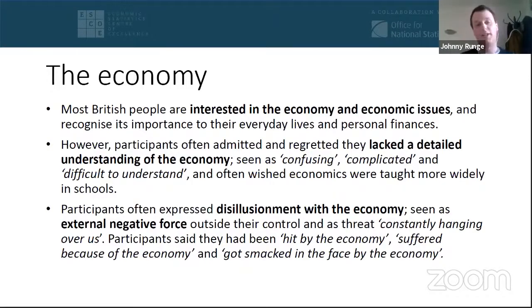The not so good thing is that people very often, directly or indirectly, speak in very negative terms about the economy. They're disillusioned with it. They don't see it as something that enables them to raise their living standards or have success, but as an external negative force that sometimes pops up and threatens to hit their living standards, their job prospects, and so on.